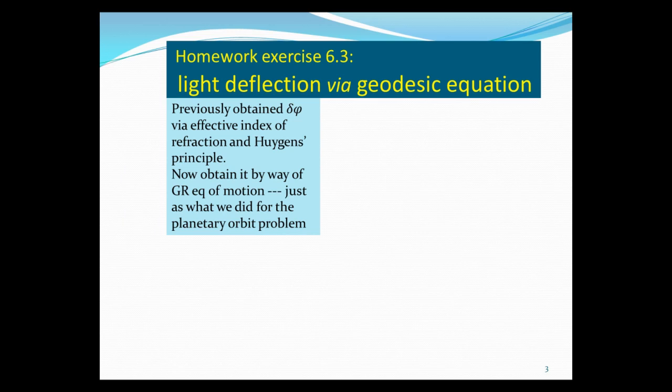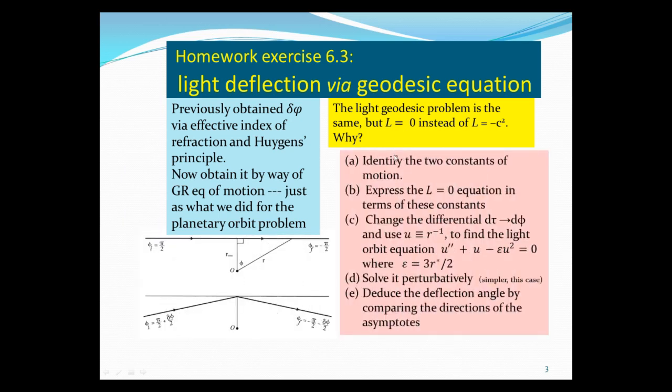I'd like you to obtain the light deflection result by following exactly the steps as we did for the Mercury orbit. But now the energy balance equation is not L equal to minus c squared, as for test particles with mass. For light, the full velocity squared, or rather the L, is equal to 0. So this is the energy balance equation. And then again, follow exactly the same steps. You identify the constants of motion and express the L equals 0 in terms of constants.